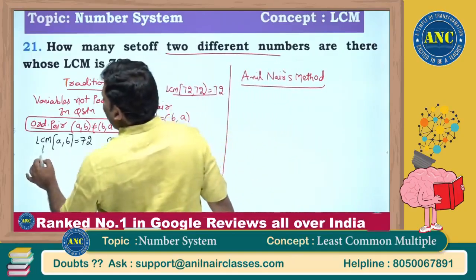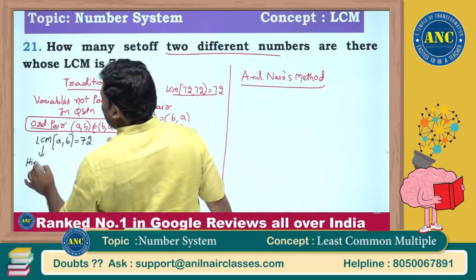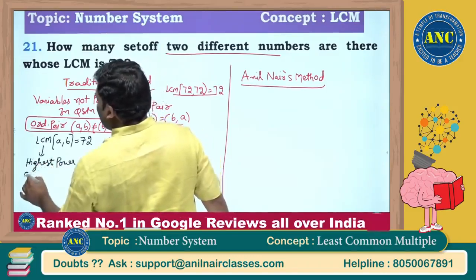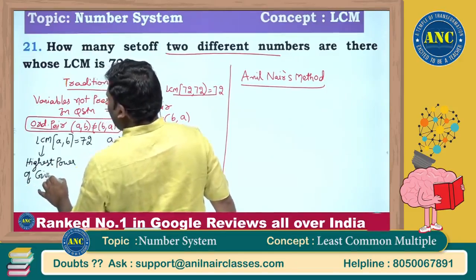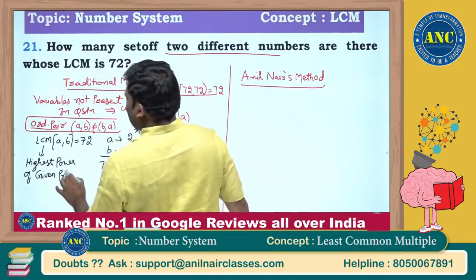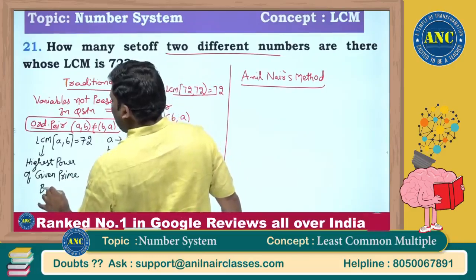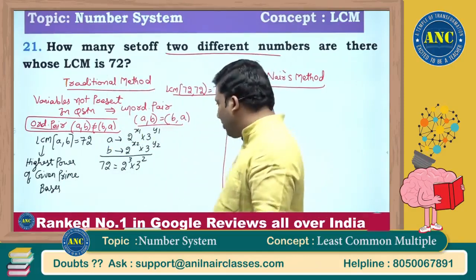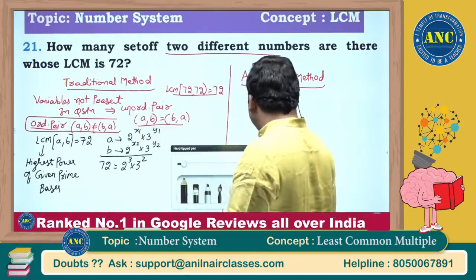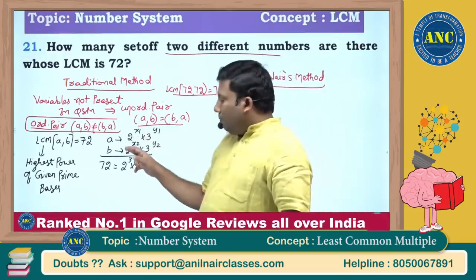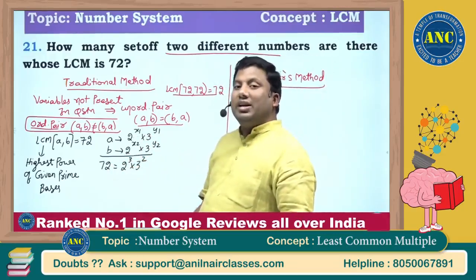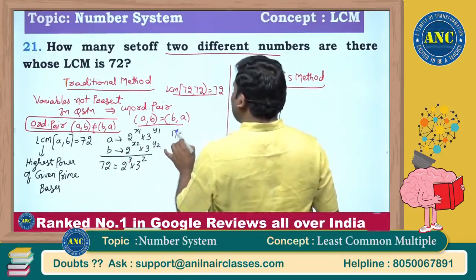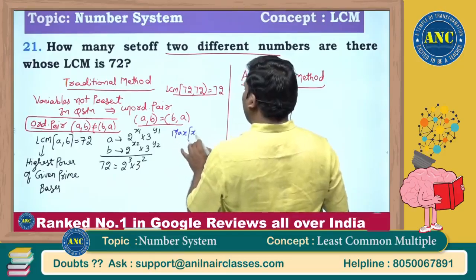What is the definition of LCM? LCM is defined as the highest power of the given prime bases. This is the definition of LCM. We will use the definition of LCM to calculate this answer. Listen carefully, sir. A we don't know, B we don't know, but 72 is 2 power 3 into 3 square. What is the 3? It is defined as the highest power of the given prime bases.